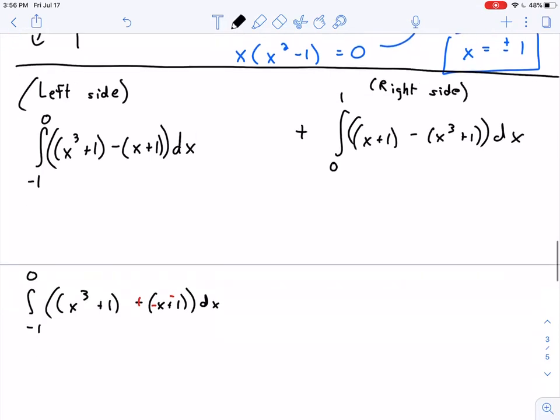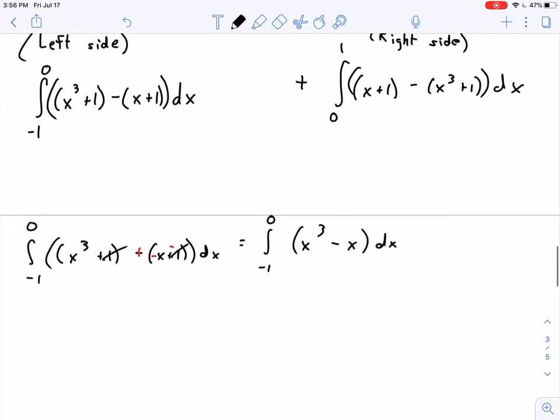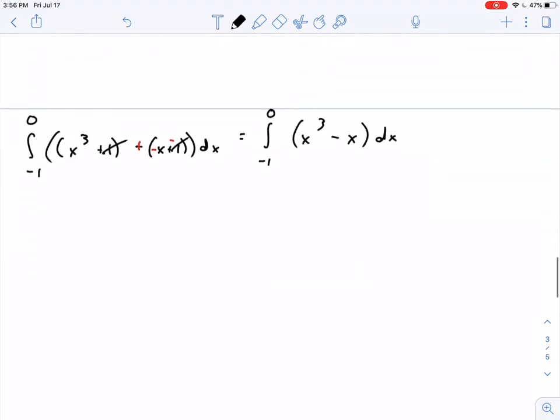So here I should have the definite integral from -1 to 0 of x cubed, 1 plus -1, these two will cancel, so I just have x cubed minus x dx. So let's see, I want to find my antiderivative. This will be x to the 4th over 4 minus x squared over 2, evaluated at 0 and at -1.